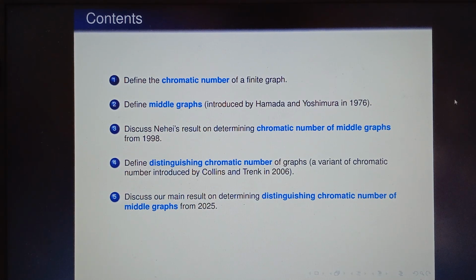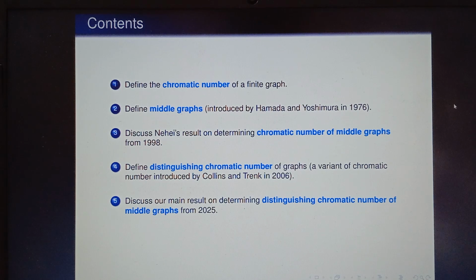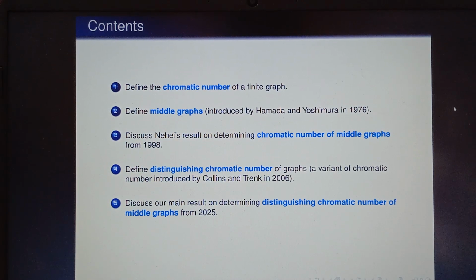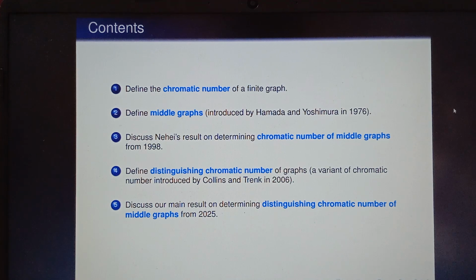Fourthly, we will define the distinguishing chromatic number of a graph, which is a variant of chromatic number introduced by Collins and Trank in 2006. And lastly, we will discuss our main result on determining the distinguishing chromatic number of middle graphs from 2025. So let's start the presentation.